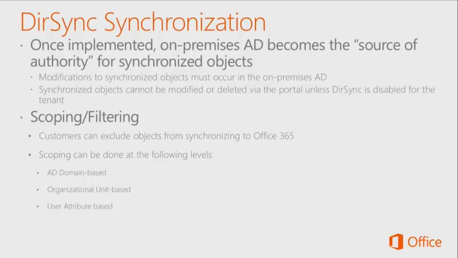The only thing you can change once you've enabled DirSync on a user is the phone number. You can add a phone number to an Office 365 user. All other properties are done on-premise, locally. Customers can exclude objects from synchronizing. This is new from last year. Scoping can be done at the following levels: domain, organization, and user. So you can actually go in and specifically say, I do not want to sync this user.